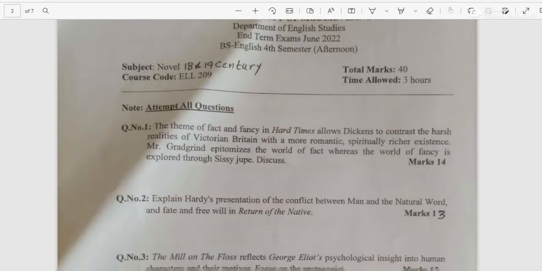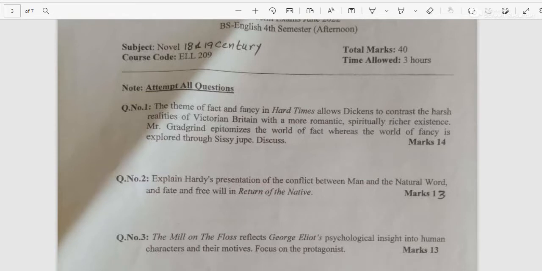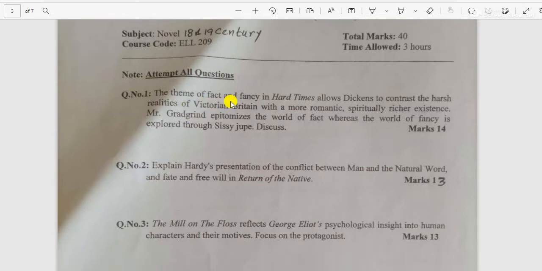And then comes the novel. Question number 1. The theme of fact and fancy in Hard Times allowed Dickens to contrast the harsh realities of Victorian Britain with a more romantic, spiritual, richer existence.